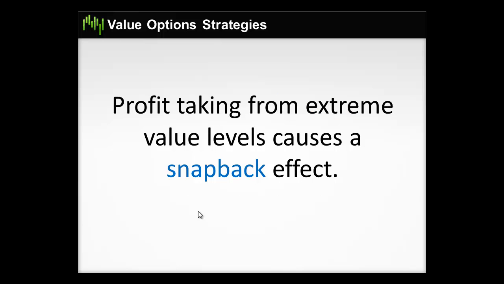Now, profit taking from extreme value setups causes a snapback effect, and this is what we're trying to take advantage of. So once we get into, for example, significantly overvalued territory after prices run up, we are looking to potentially sell, and not risking a lot here. Then as prices go in our direction, if we're fortunate enough to have the trade work out the way we want it to, we look to take profits after prices have fallen off, or vice versa, buying on the downside.